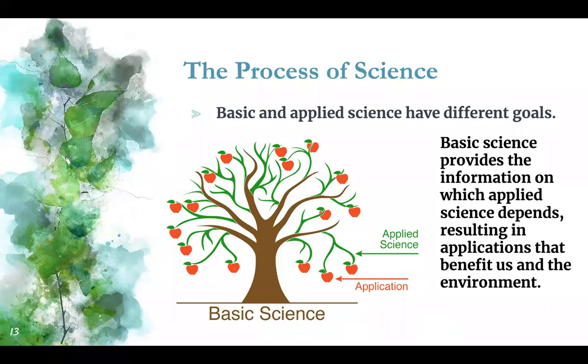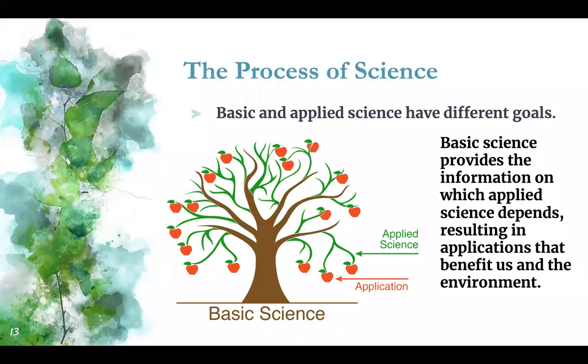Now, the last thing that you need to know about the scientific method is the difference between basic and applied science. So I liked this image. It shows basic science as being like the trunk of the tree and the branches, right? Applied science, I guess that should be a branch coming off there. Applied science kind of comes out of the trunk, right? It's the leaves and the branches, and the apple is the application. So what this means is that basic science gives us information just for the sake of information, right?